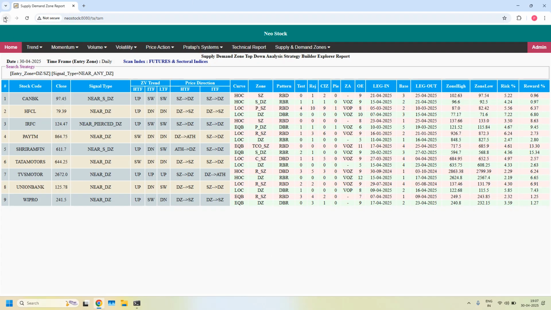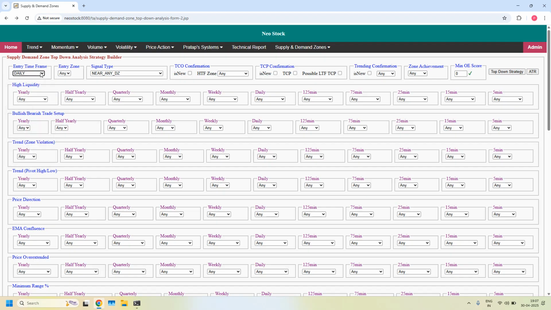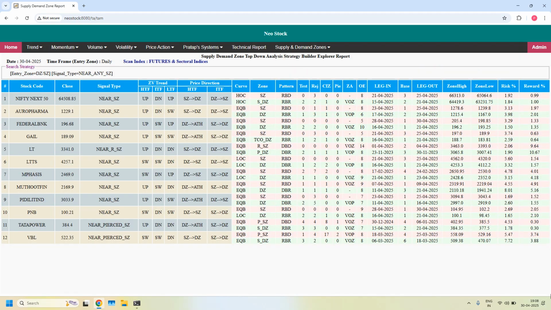Okay, next, for daily time frame, let us find the stocks near to the daily supply zone. We got 12 stocks. Let us identify high liquidity daily supply zones from this list. L&T is having a daily high liquidity supply zone. That's it. We identified only one daily high liquidity supply zone from this list.